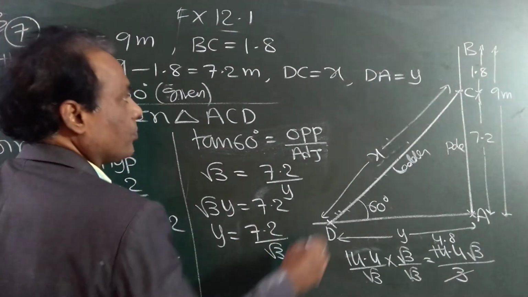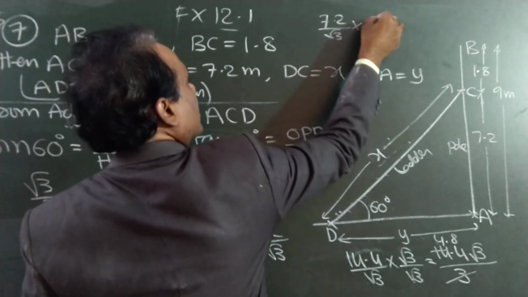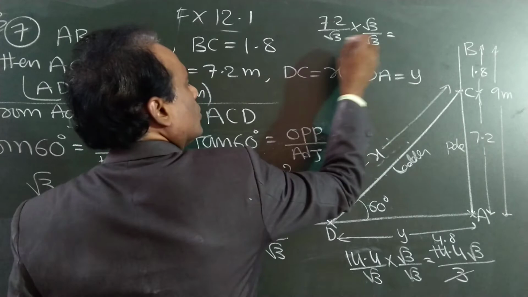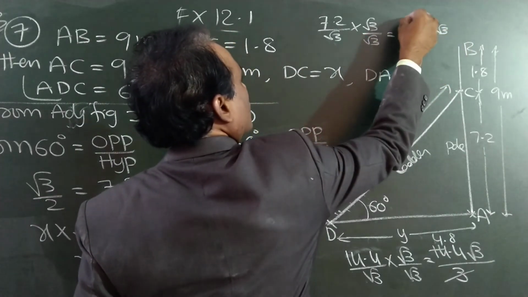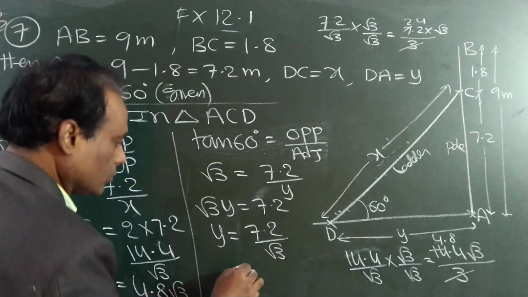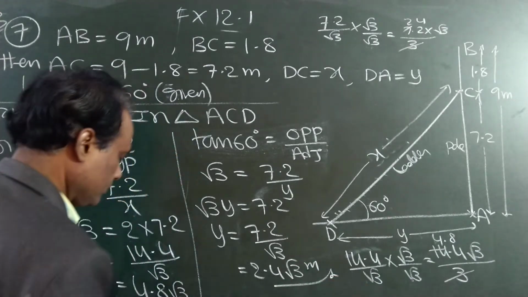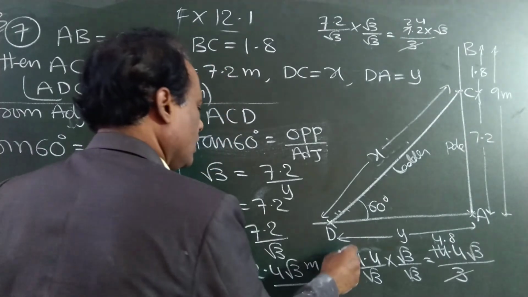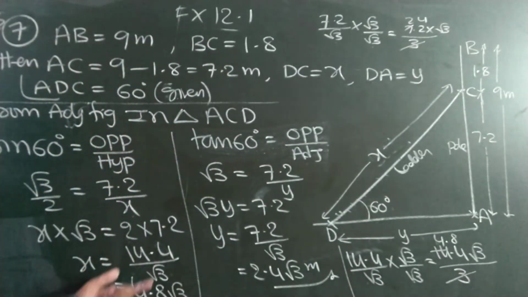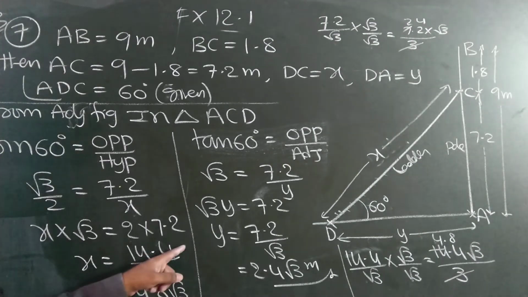Next, same for 7.2 by root 3. Multiply and divide with root 3. Root 3 into root 3 is 3. 7.2 into root 3, so 3 2s are 6, 3 4s are 12, giving 2.4. This is called rationalizing. Otherwise, even if you leave it here, that is also correct. No problem. This is the answer.